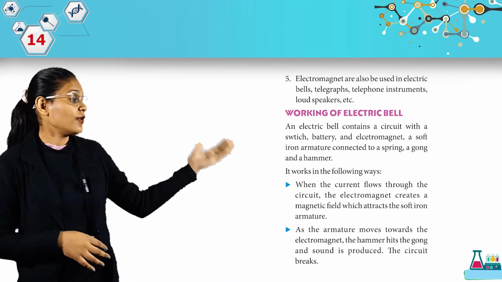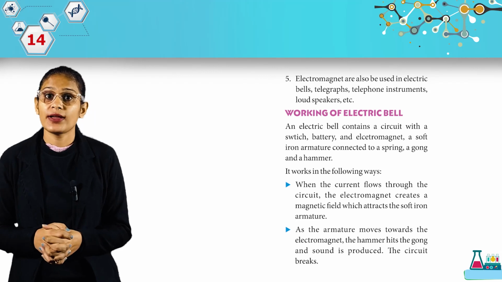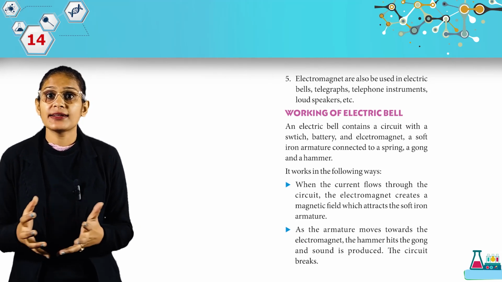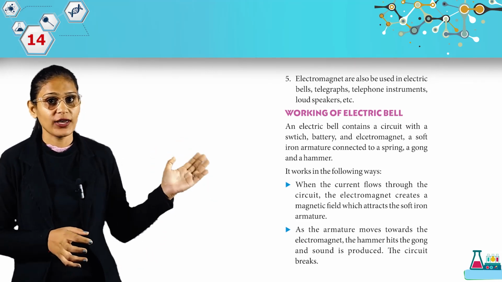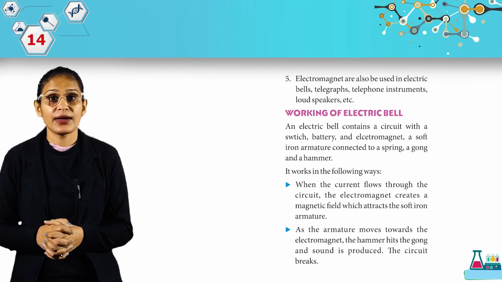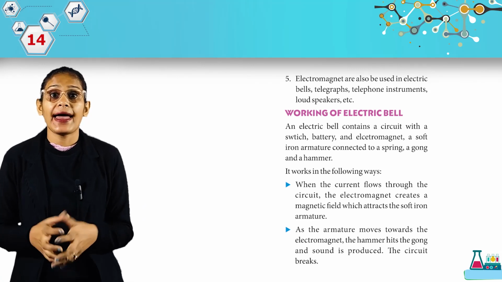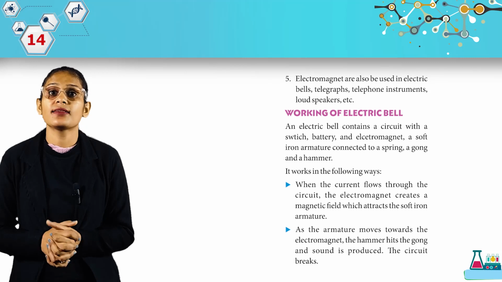Now we have the working of an electric bell. An electric bell contains a circuit with a switch, battery and electromagnet, a soft iron armature connected to a spring, a gong and a hammer. It works in the following way. Look here students. When the current flows through the circuit, the electromagnet creates a magnetic field which attracts the soft iron armature. As the armature moves towards the electromagnet, the hammer hits the gong and the sound is produced.